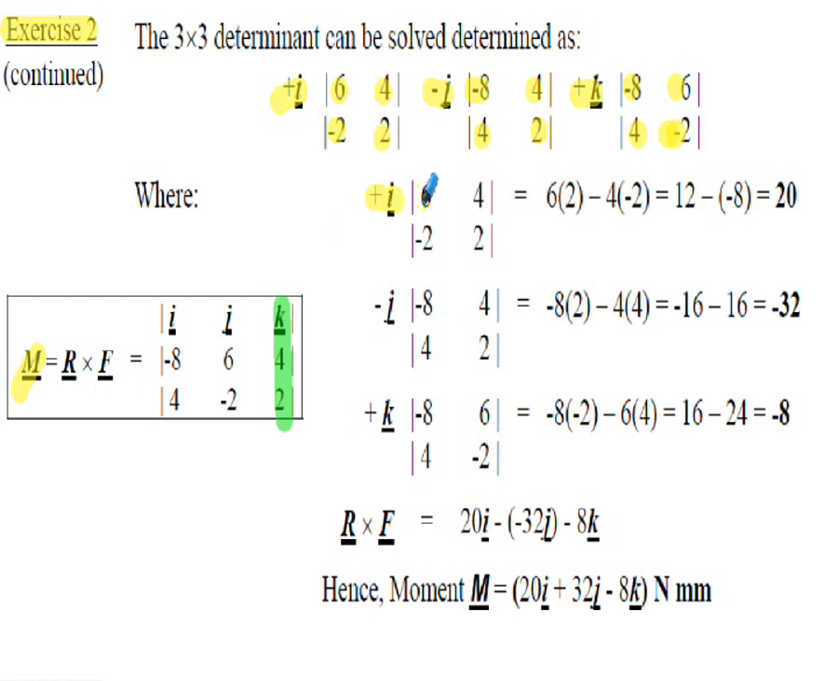So I, don't forget, it's 6 times 2, the leading diagonal, take away minus 2 times 4, the off diagonal, so 6 times 2 take away 4 times minus 2 here. Doing the arithmetic on that will give 20 for the I. I'll let you wander through the minus J and the K determinants. Don't forget to carry forward this negative to here when you bring all the terms together. What you should end up with ultimately is a moment M equal to 20I plus 32J minus 8K in Newton millimeters. So that's the moment of the force about point Y.